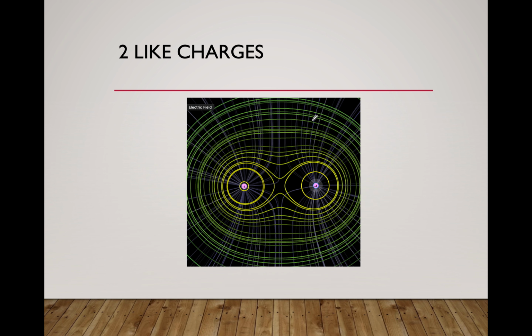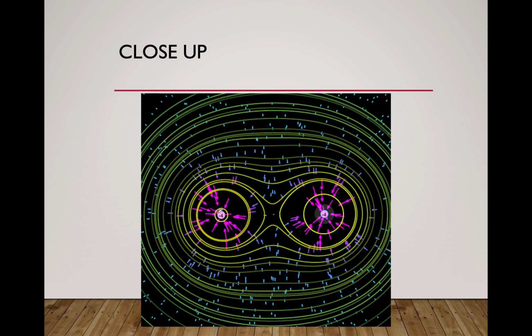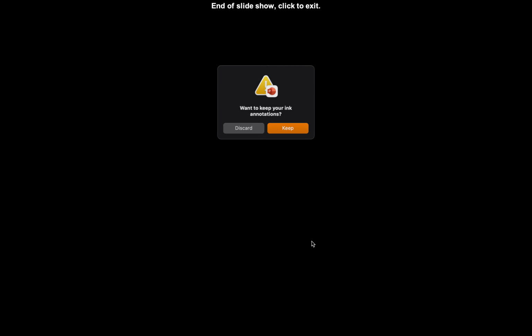Same thing can be said for a negative as well. It's exactly the same. Field lines look like this for a negative. This is a negative one example. Very nice, easy.